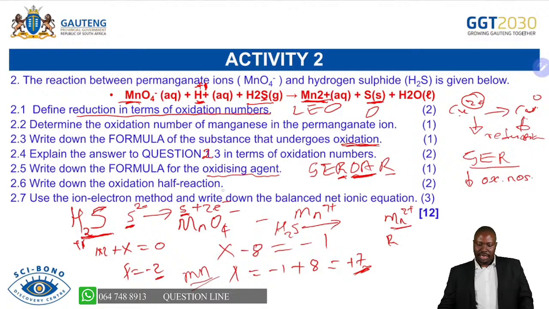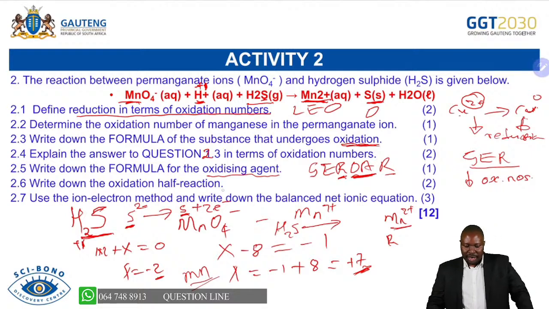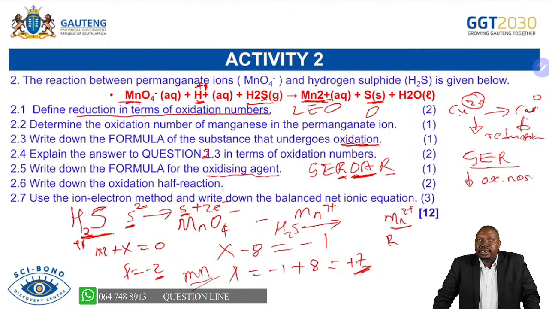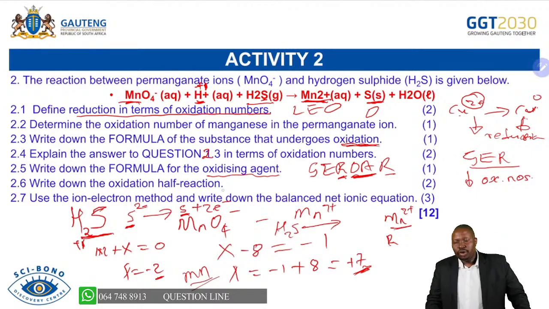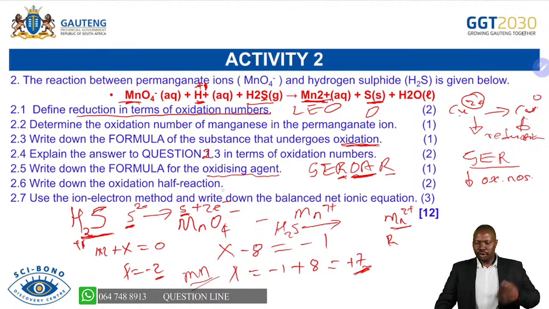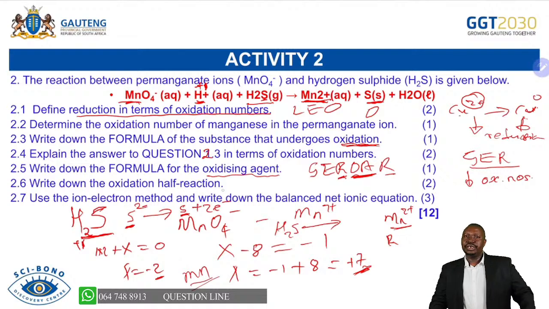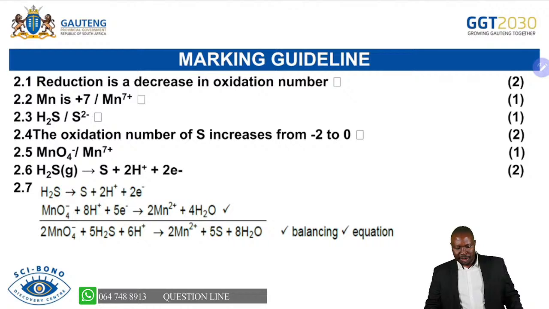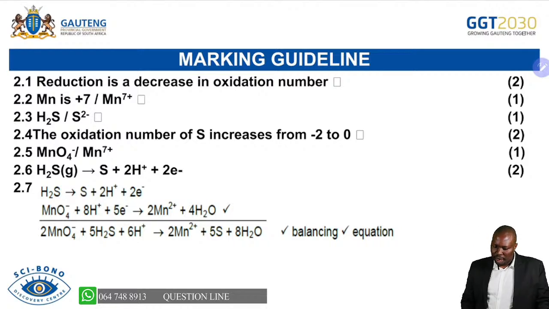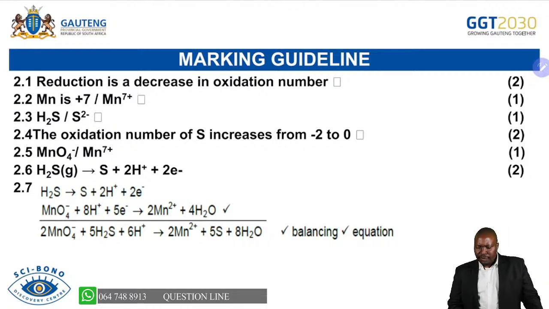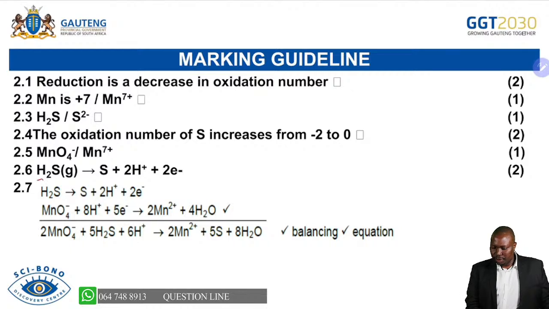The last question was to use the ion-electron method and write down the balanced net ionic equation. All this prepares you. Go look at those question papers, look at questions like this one on redox reactions. As you revise, it will help you remember all this which we are doing. Now, you will have seen our 2.6, where we had H2S, which is forming sulfur and 2 electrons are being lost.